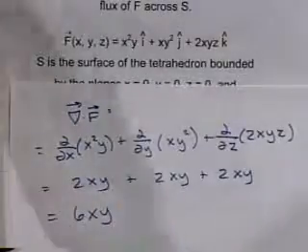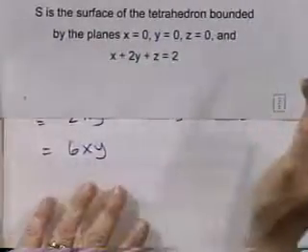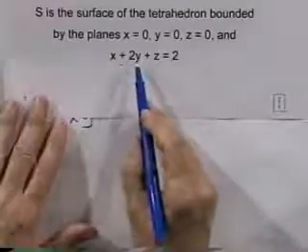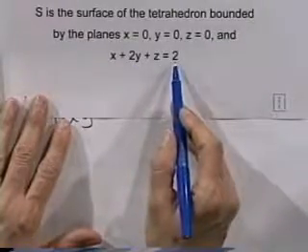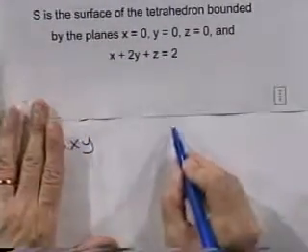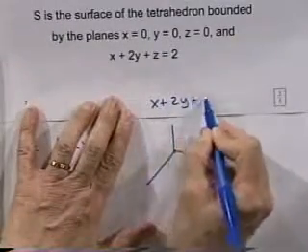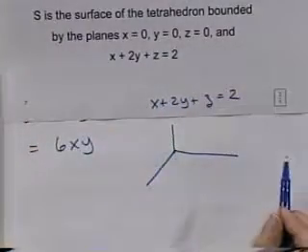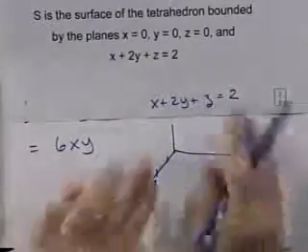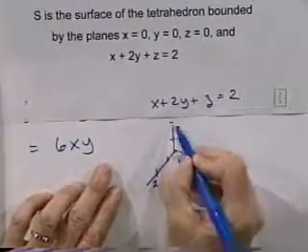Now, what does our solid look like? S is the surface of the tetrahedron bounded by, now my plane is x plus 2y plus z equals 2. Let's draw that plane here. If I'm looking at x plus 2y plus z equals 2, when y and z are 0, x is 2. So that's right there. When x and z are 0, y is 1. And when x and y are 0, z is 2.